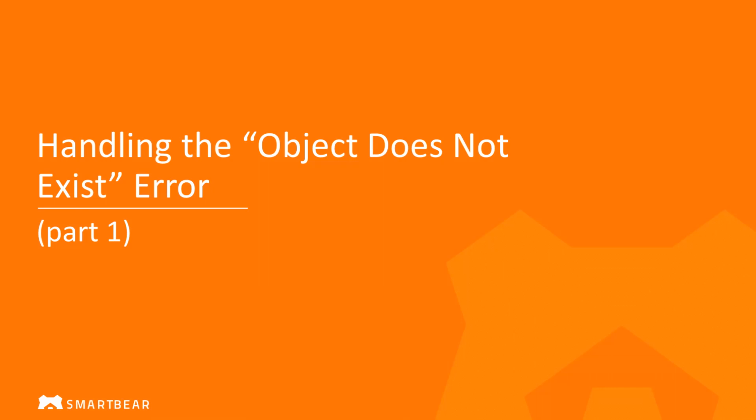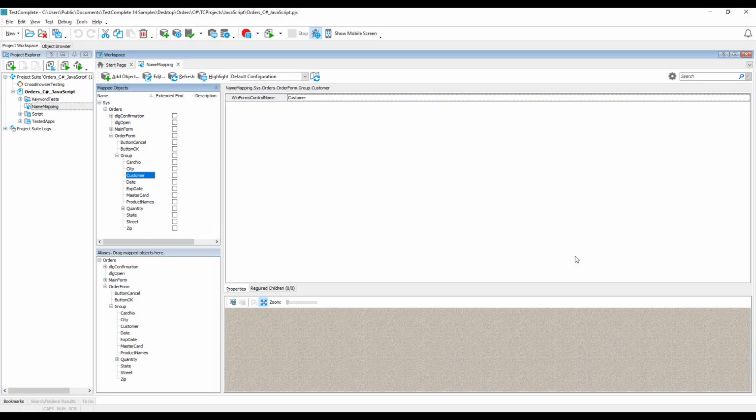In this video, we will explain how to handle one of the most common errors occurring in tests, the object does not exist error. The video consists of two parts and covers typical reasons the error occurs and ways to handle it. Why would the object does not exist error occur in the first place?